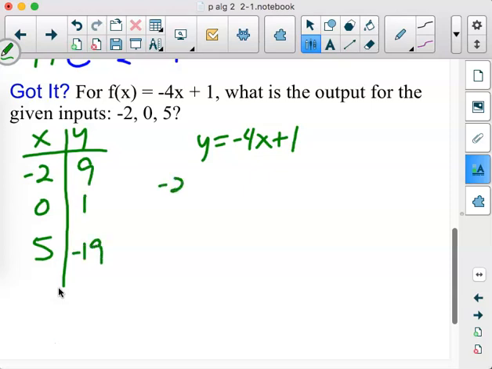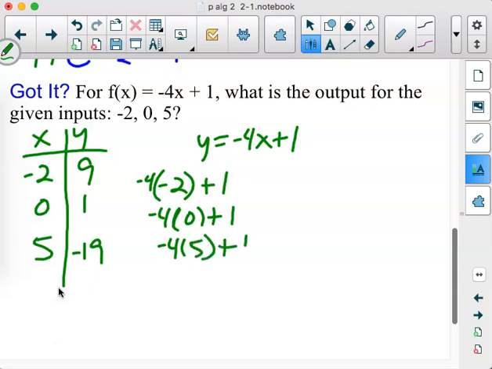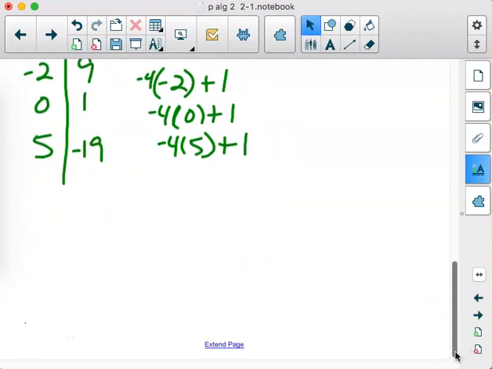For the first one, if you put a negative 2 in, we have negative 4 times negative 2 plus 1. Negative times a negative is a positive, so that'll be 8 plus 1, which is 9. Negative 4 times 0 is 0, and 0 plus 1 is 1. Negative 4 times 5 will be negative 20, and negative 20 plus 1 would be negative 19. So there it is. We're just learning that f of x is not scary.